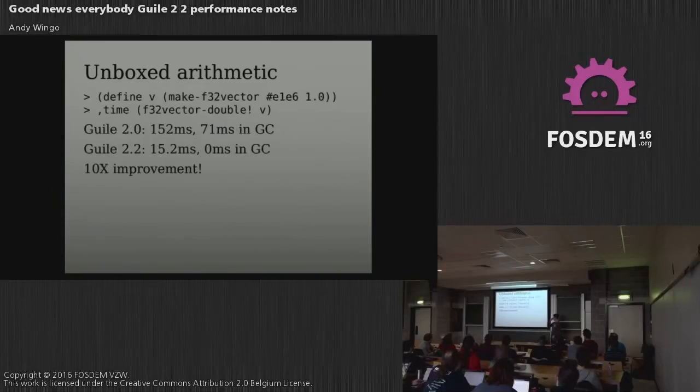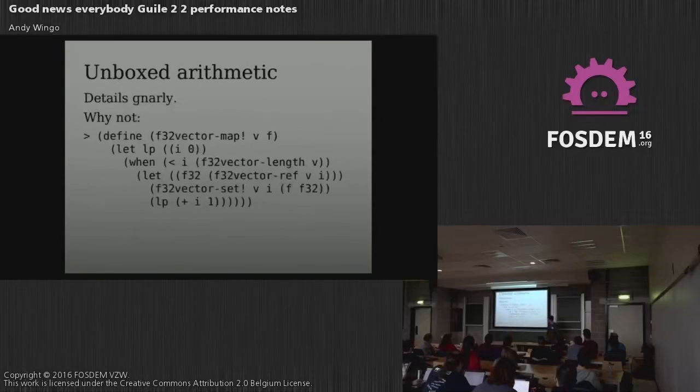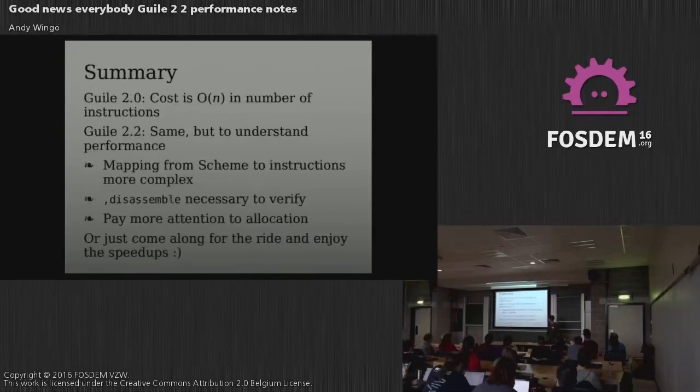If I take a look at the difference in times, it's 10x, right? Yeah, so it can be a big deal, and this is a little loop. We happen to get lots of nice things coming out, and the index also got unboxed as a 64-bit integer. So that's all the things. Details are gnarly; I wrote a blog post about it recently. But it's the same model, with instructions that are cheaper, and the mapping of Scheme to the instructions is a bit more complex. If you need peak performance, you've got to make your peace with comma disassemble at some point. But if you don't, just enjoy the general improvements.